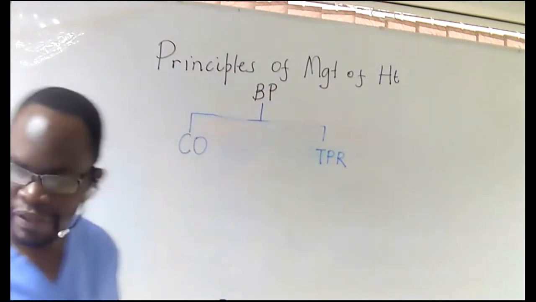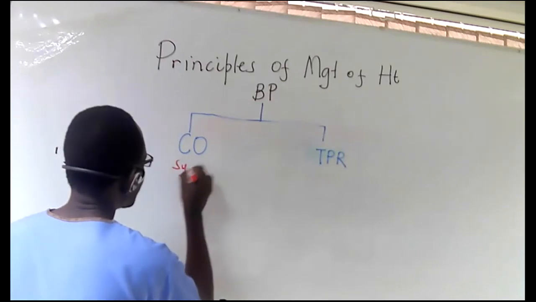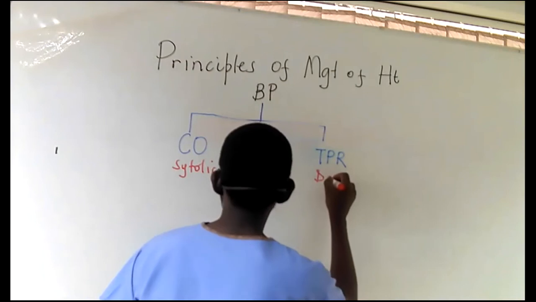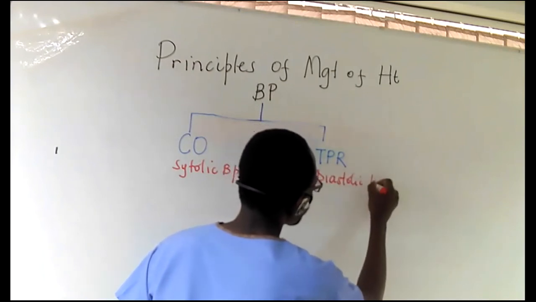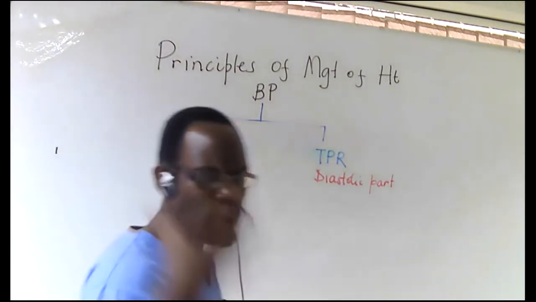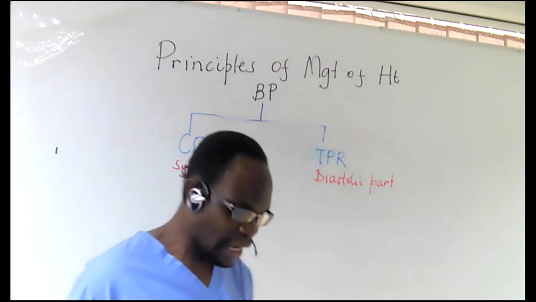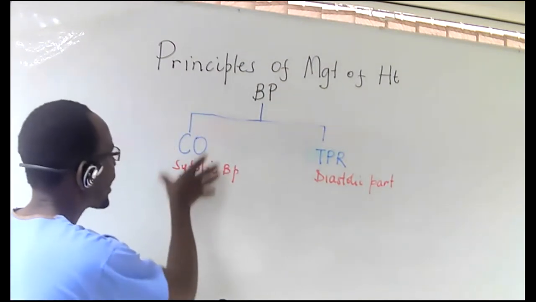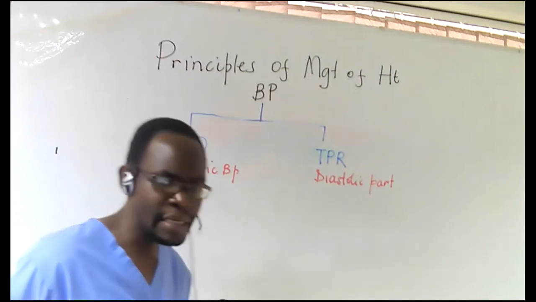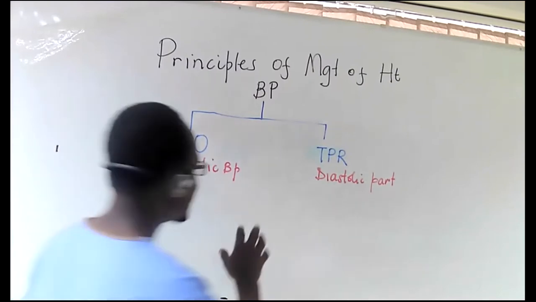And in the video, you will realize that the cardiac output is basically the systolic part of blood pressure, and the total peripheral resistance is basically the diastolic part of blood pressure. You will watch more of this in the video, and then you will internalize some of these things. To explain a little more, cardiac output and total peripheral resistance are also determined by some things, as we are going to see.